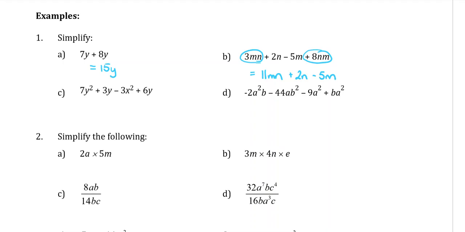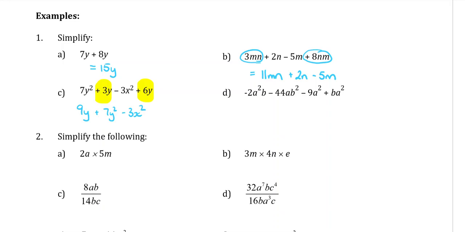We have 7y squared, but a y squared is different to a y, and so they're not like terms. And x squared is different, so the only ones that are the same are the 3y and the 6y. So let's add those together. 3 plus 6 makes 9y. Then we have the plus 7y squared minus 3x squared. So the ones that aren't like terms, again, just sit there at the end.